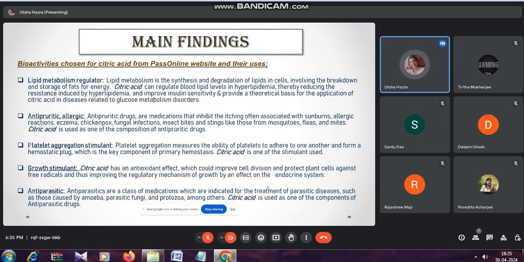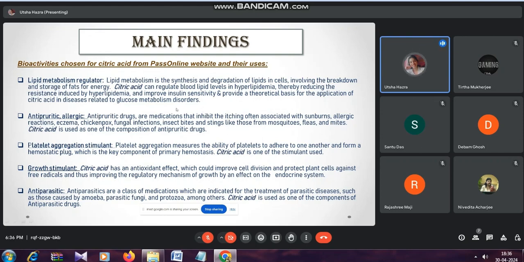First point is the lipid metabolism regulator. Lipid metabolism is the synthesis and degradation of lipids in cells, involving the breakdown and storage of fats for energy. Citric acid can regulate blood lipid levels in hyperlipidemia. Hyperlipidemia is a condition where the lipid levels in the blood increase, so it is very important to reduce it, and citric acid has an important role in reducing it. Thereby it reduces the resistance induced by hyperlipidemia and improves insulin sensitivity, and provides a theoretical basis for the application of citric acid in diseases related to glucose metabolism disorders.